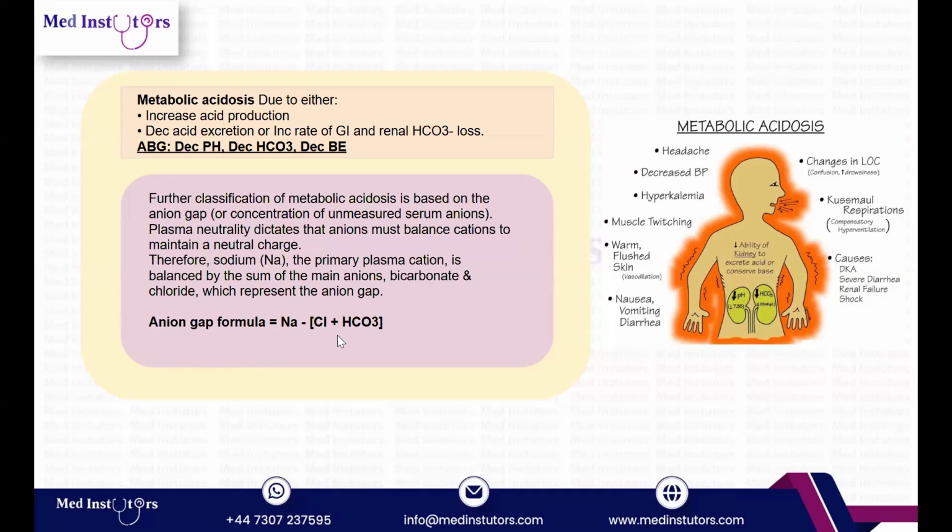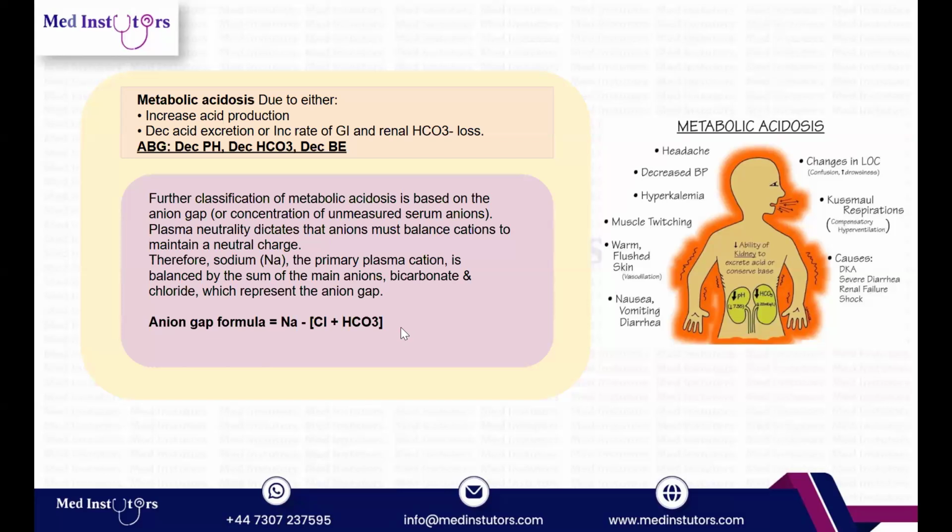Since we cannot calculate all the anions, we just take the important ones, which are chloride and bicarb. The value for chloride in the plasma is 104, and for bicarb we take an average value of 24. We just add them up and subtract from sodium. As a result of that, we will get a value of 9.